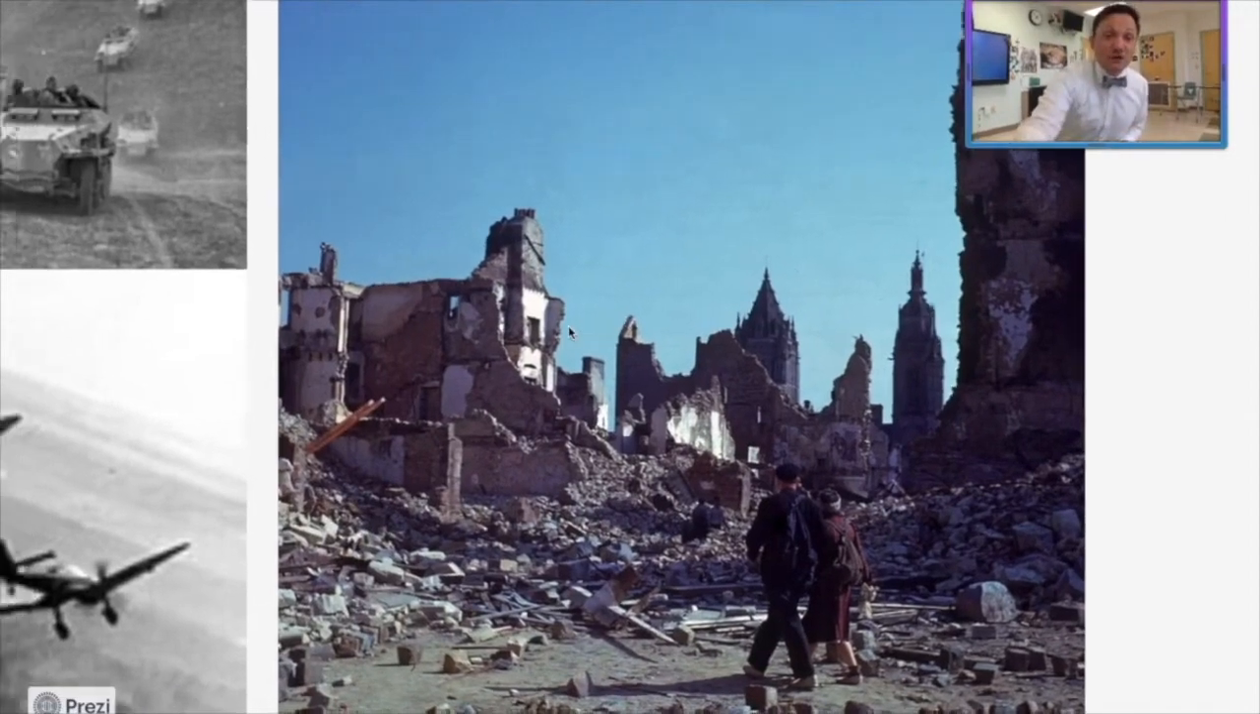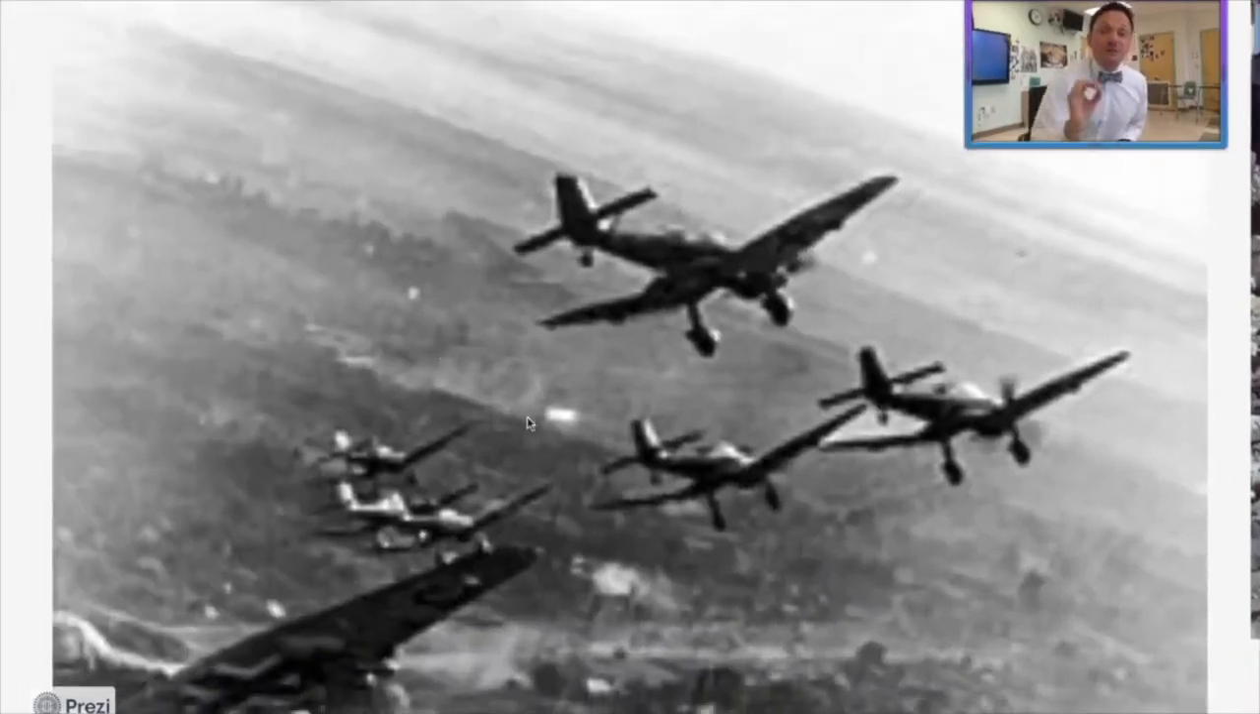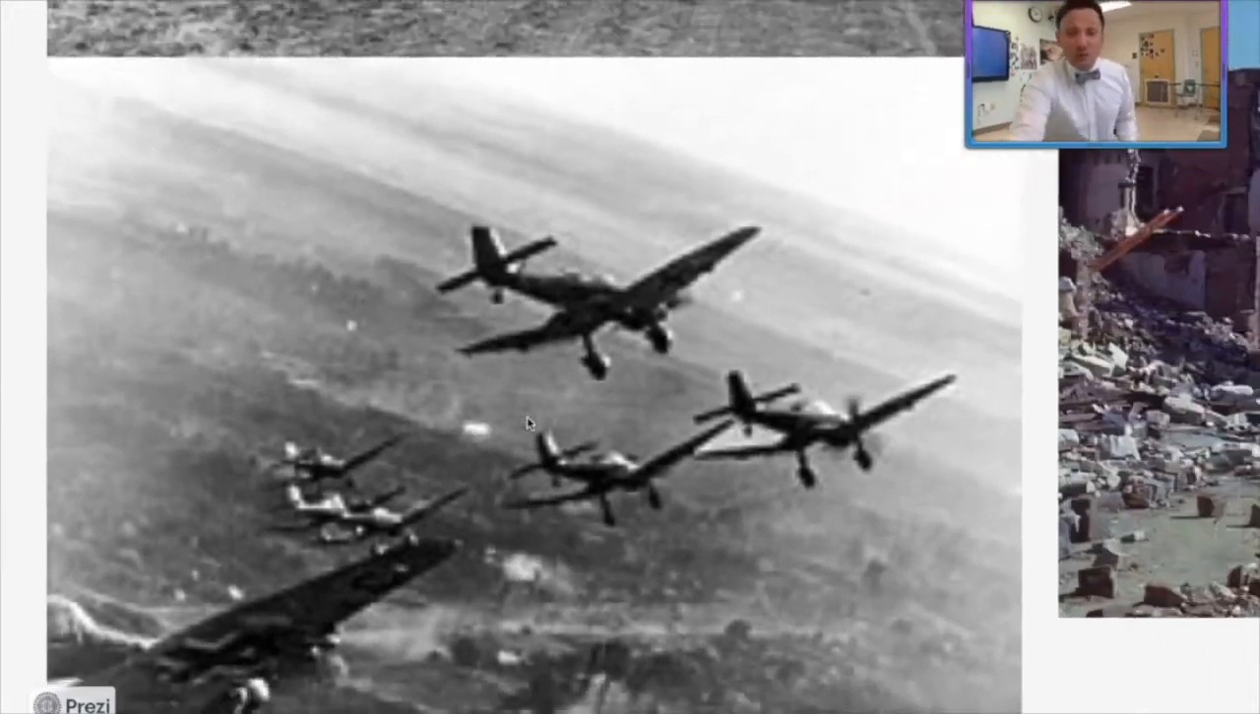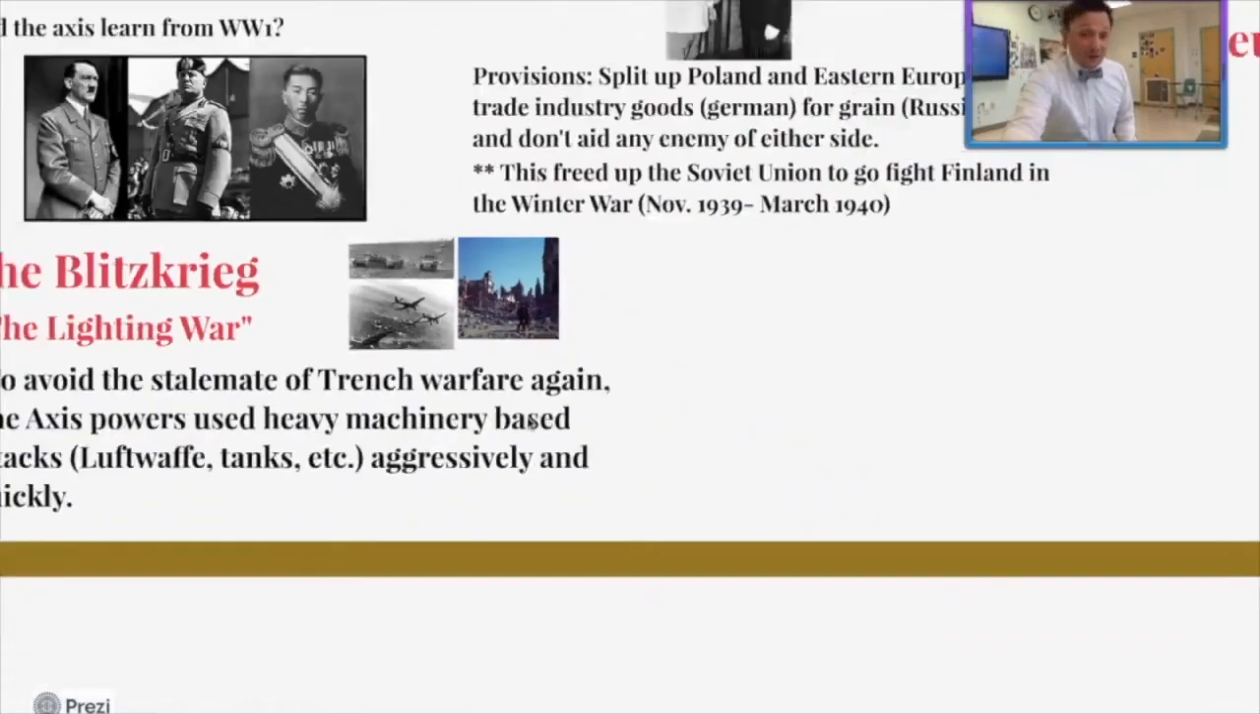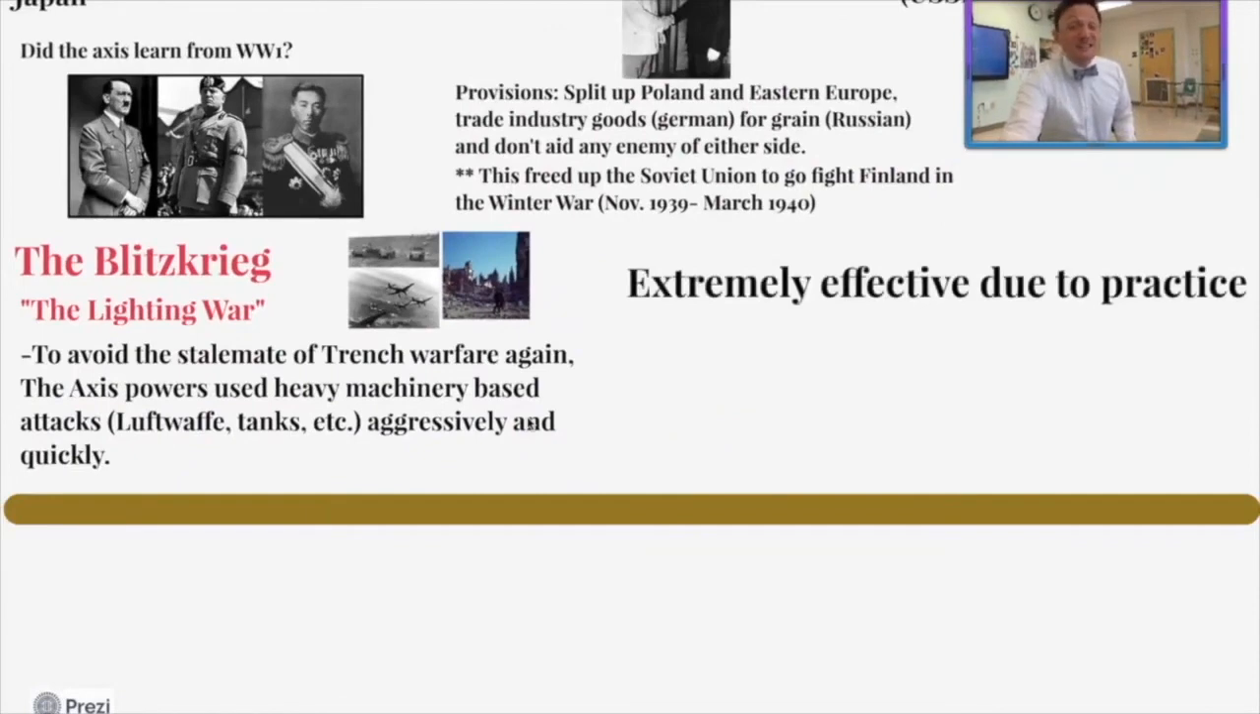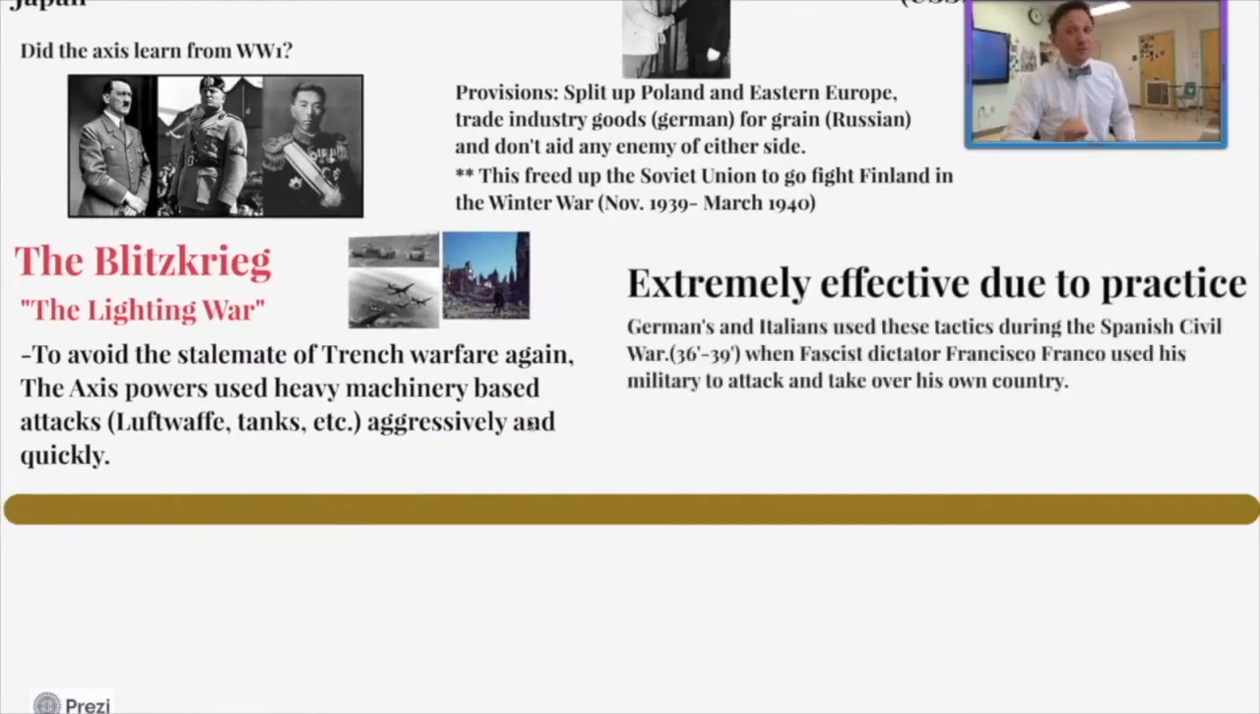Because now the German Luftwaffe has single propeller planes, not turbine powered, that can travel further distances. They're more maneuverable. They have fighters and long-range bombers, right? So the Blitzkrieg is extremely effective, mainly due to practice, right? Because the Germans and Italians had already used this.